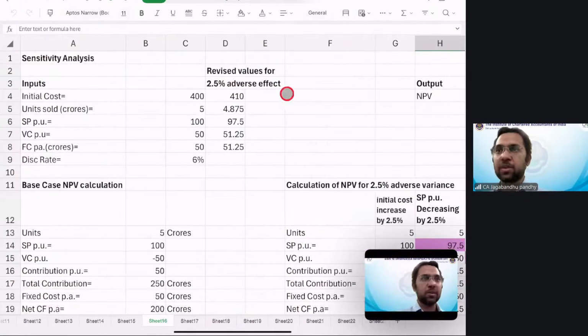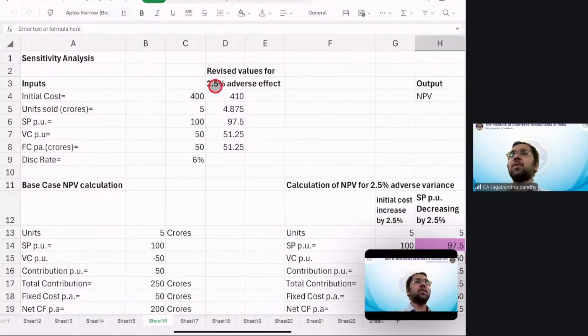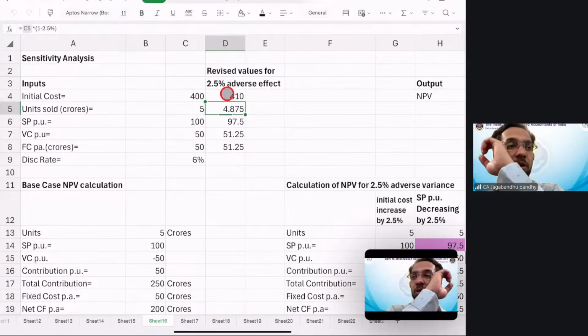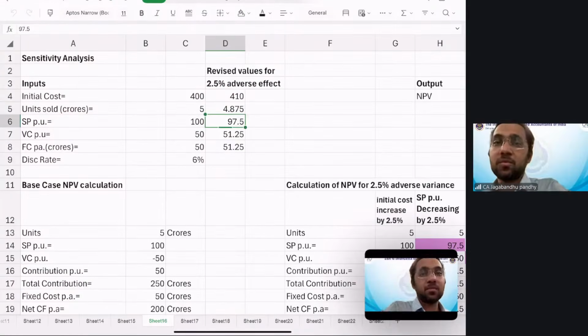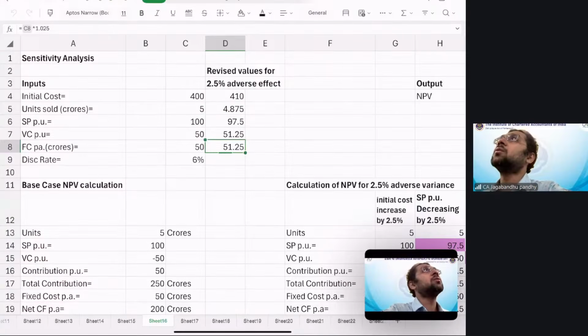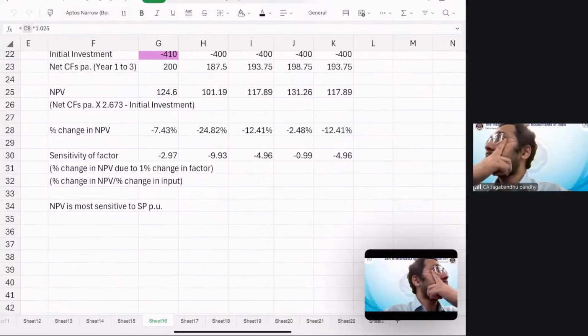Output is going to be NPV. The initial cost is 400. And then when you have a 2.5%, let's say adverse impact, I want to see that if my input changes by 2.5%, or units change by 2.5%, or selling price changes by 2.5%, or variable cost changes by 2.5%, or fixed cost changes by 2.5%, what's the impact on the NPV, by what percentage does your NPV change. So you recalculate the NPV again and then see the impact.